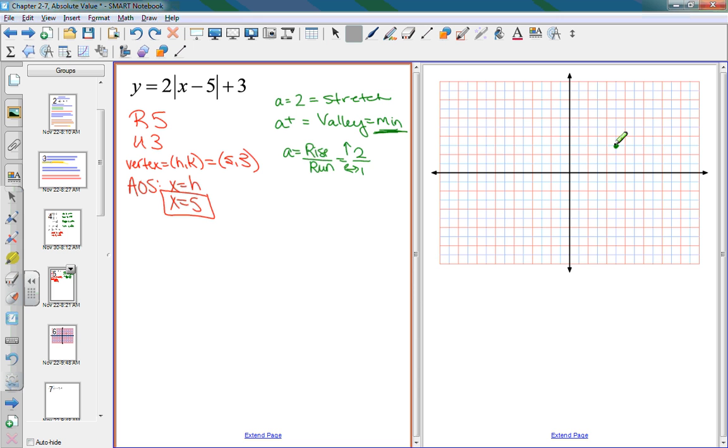So from there, I'm going to do what? Go up 2 units, and then to the right 1. Up 2 units to the right 1. Did we see the right-hand side of my V? How do I get my left-hand side? Same way. I go up 2 units, this time to the left 1, up 2 to the left. Do we all see that, yes or no? And I'm simply going to connect them in a V.